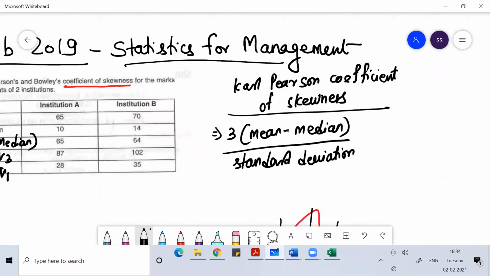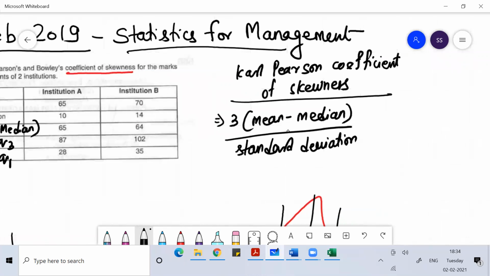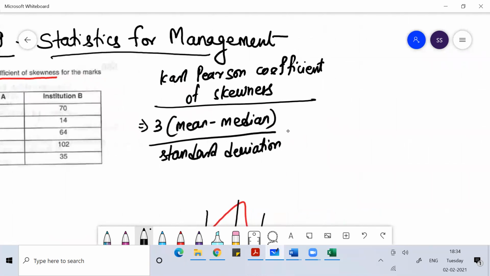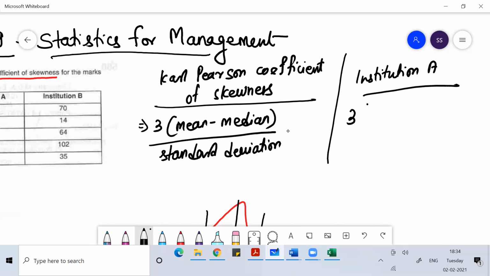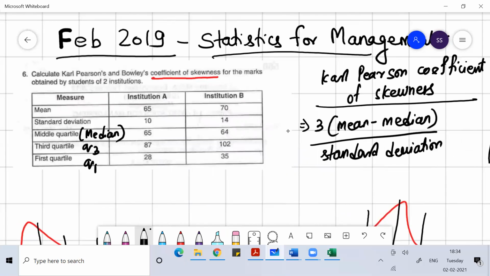So two institutions are there, and you have to do it for both of them. You can use the formula for institution one, institution A. So that is 3 times (mean minus median). What is the mean for that? 65, and the median is 65.